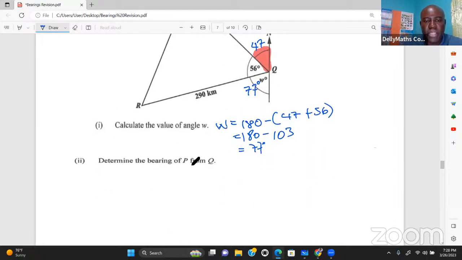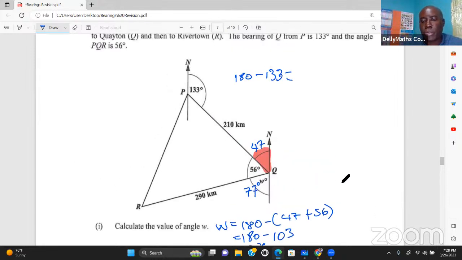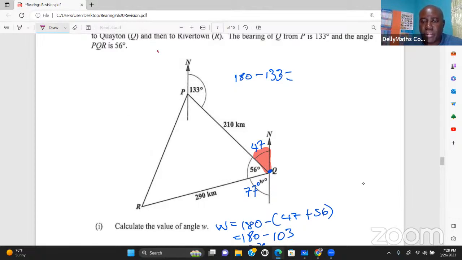Determining the bearing of P from Q. So then what it is they want, mark the angle. Bearing of P, but from Q. So this is Q. If you go to the north, because all bearings are from the north, so from the north, I'm going to step up a little bit above Q, and then I'm going to do this.